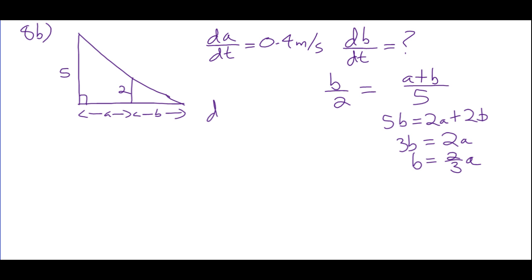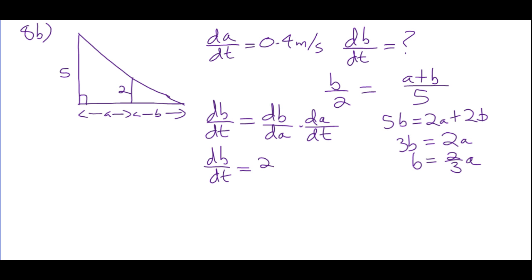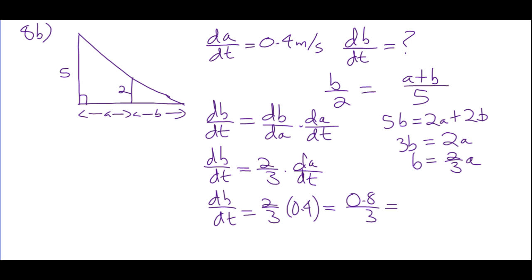Okay, we want to work out dB by dt. dB by dt is going to be the rate of change of b with respect to a times the rate of change of a with respect to t. So we have this expression for b, so we can take its derivative. dB by dA is just 2/3. So the rate of change of b with respect to time is 2/3 times dA by dt. And we know dA by dt, 0.4. So dB by dt is 2/3 of 0.4. So that's 0.8 thirds, which we would never do, which is 8 over 30, which we would do, which is 4 over 15, and that is in meters per second.